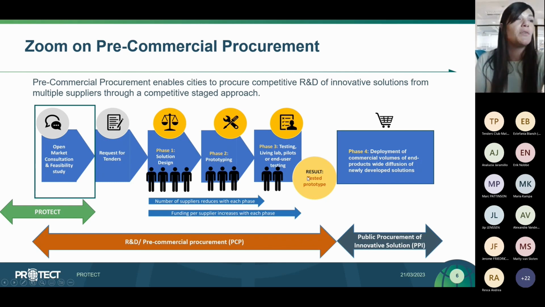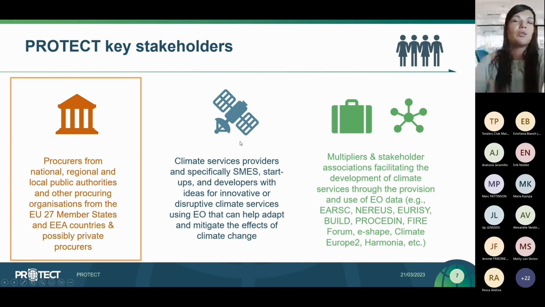So we have different stakeholders in the project. Of course, today we are talking about the end users, the public authorities. And so this is the primary target group of Protect. So procurers from different backgrounds, different levels, different types of public authorities. We're looking at national level ones, regional and local public authorities, and any other type of procuring organization from the 28 member states and other countries that are eligible for taking part in Horizon Europe calls.